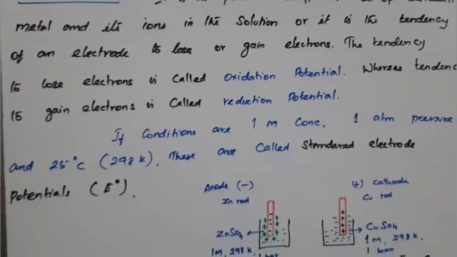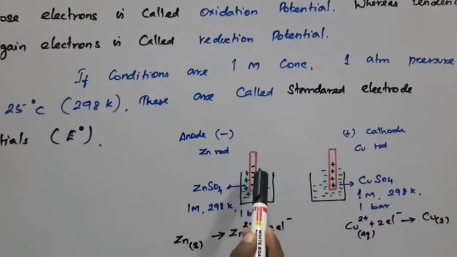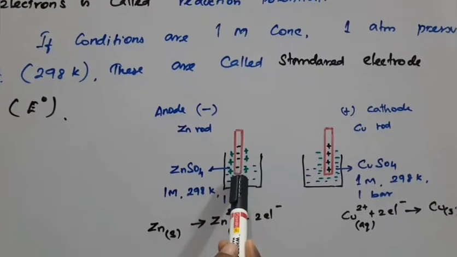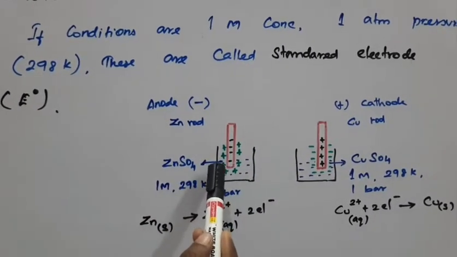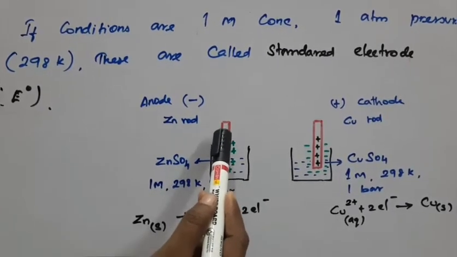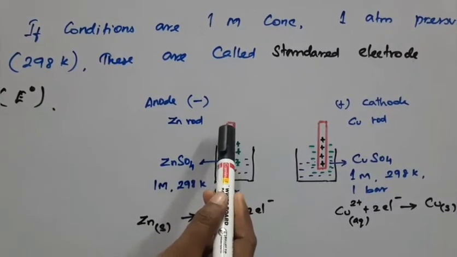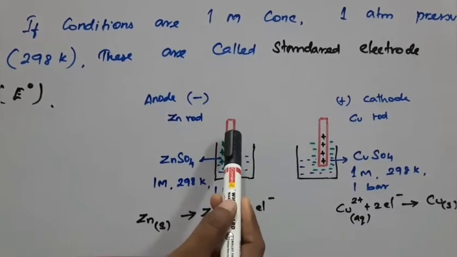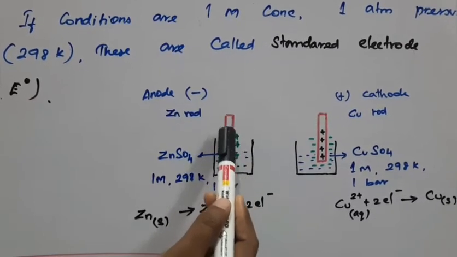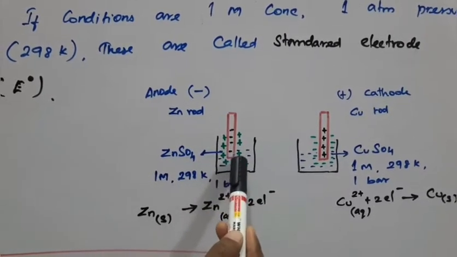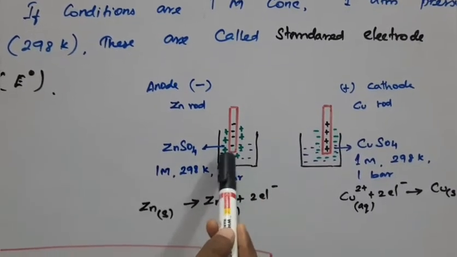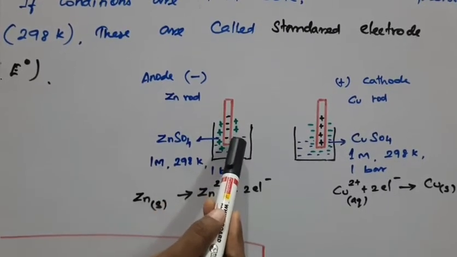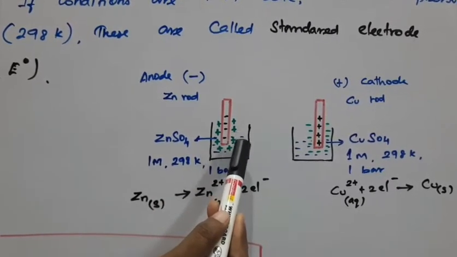Suppose we take a half cell like this: a zinc rod dipped into its solution, like zinc sulfate. The rod has a tendency to lose electrons, which means all the negative charges are present at the rod, and the positive charges accumulate in the solution. So the rod becomes negatively charged and the solution becomes positively charged.